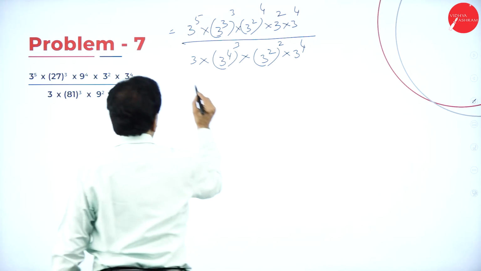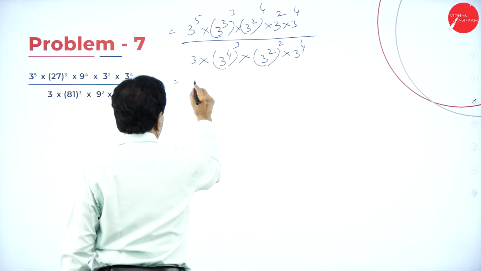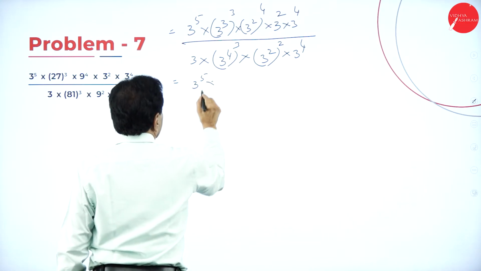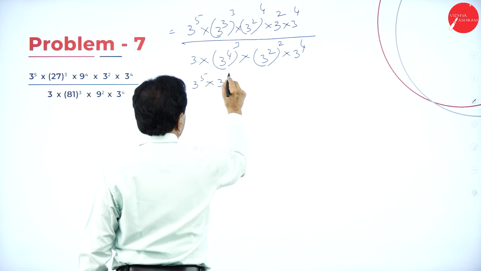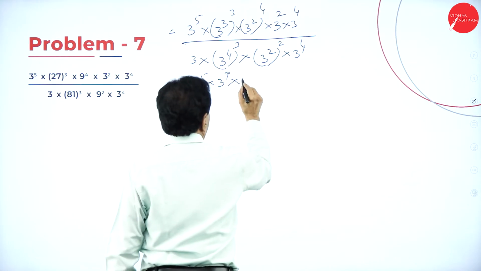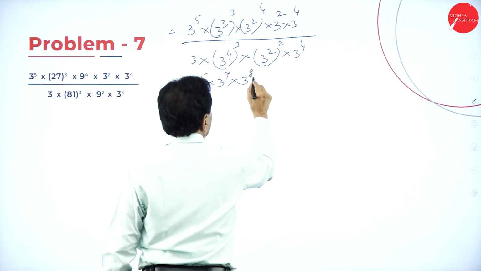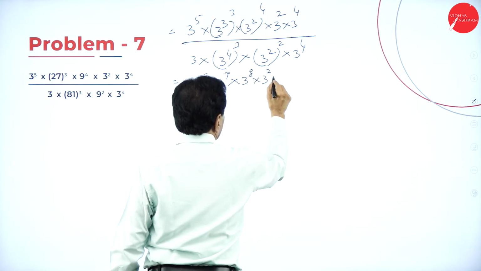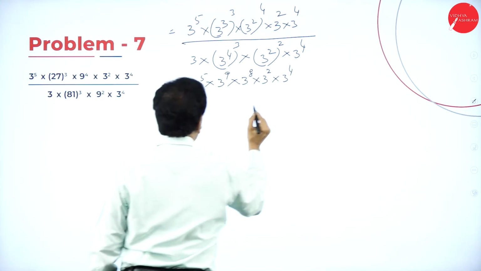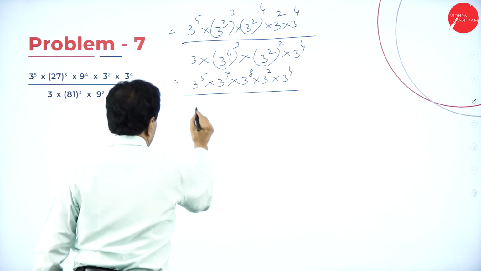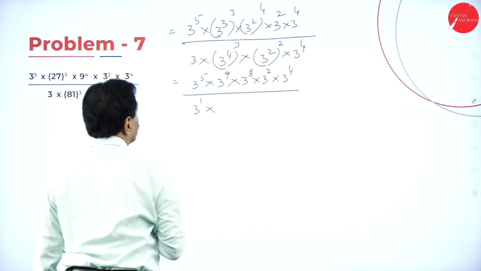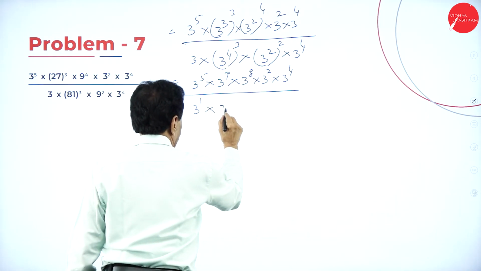So we can go with one step. 3 to the power of 5, 3 to the power of 9, 3 to the power of 8, 3 to the power of 2, 3 to the power of 4, 3 to the power of 1, 3 to the power of 12.